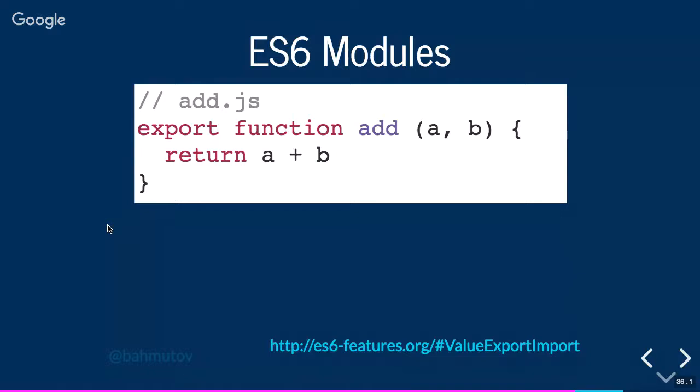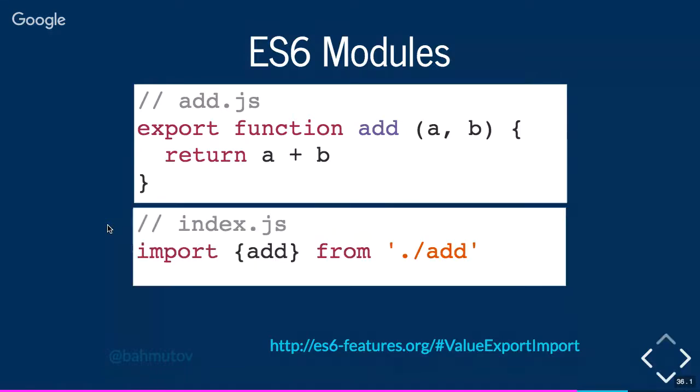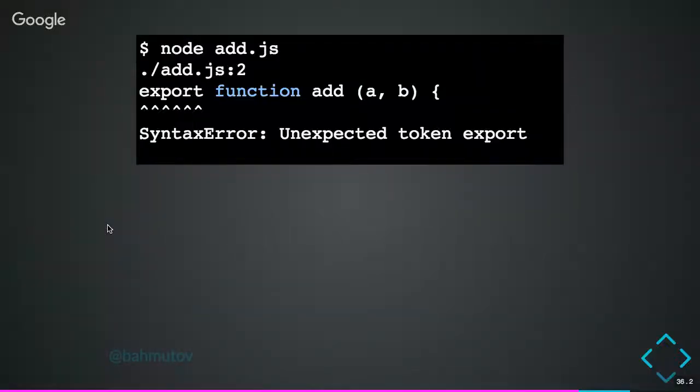So instead of using module exports, you declare with the export keyword what you want to export from a file, and you use import if you want to use something from this file. So it's a standardized thing. And of course, it doesn't work, right? As always in JavaScript land, some features were implemented, some not.